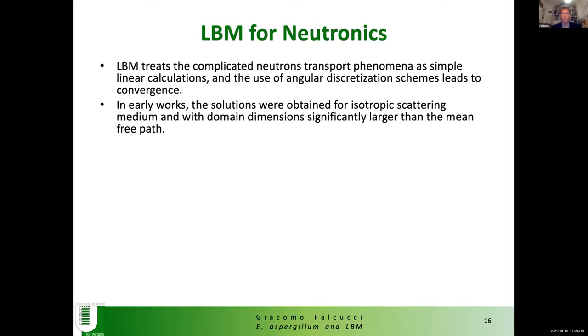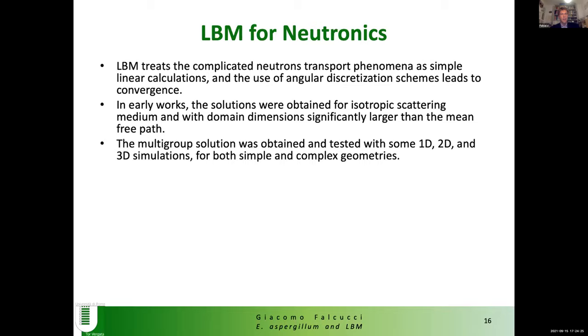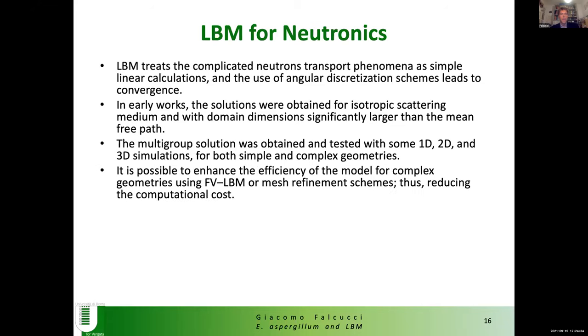In early works, the solutions were obtained through isotropic scattering, and this has been overcome also in more recent papers. There is the possibility of obtaining multi-group solutions with 1D, 2D, and 3D simulations. And it is possible also in this case to produce some hybrid configurations, solvers with finite volume, and to achieve more accurate results with mesh refinement.